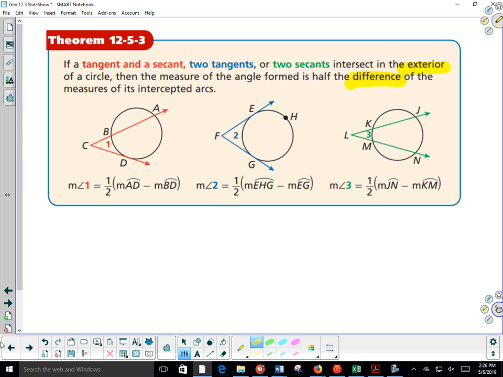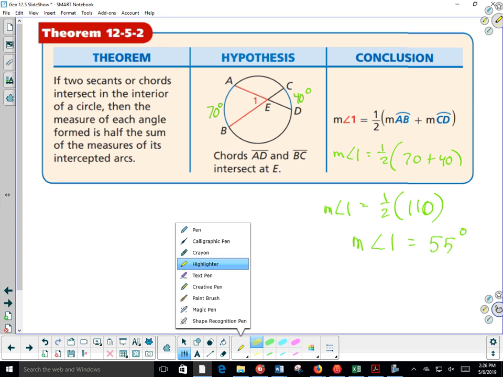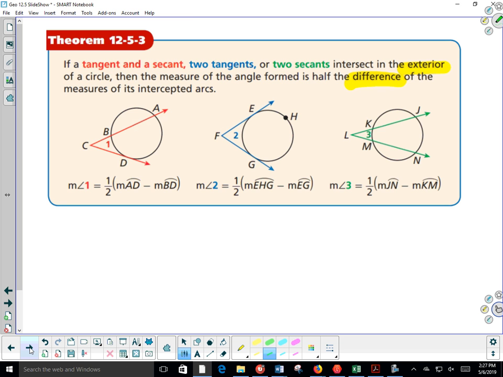So the other formula, I'm backing up for a second. The other formula, the intersection point was a point in the interior of the circle, right? And the formula had half of the sum. But if the point where the two tangents meet, for example, is in the exterior, then the formula is going to be half the difference of the intercepted arcs.